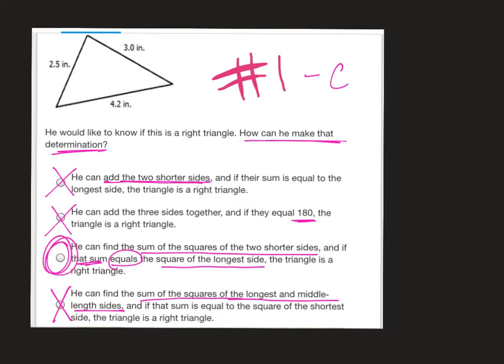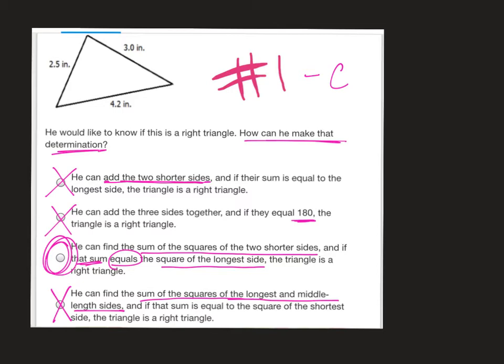All right, on this question, they give you a picture and it says he would like to know if this is a right triangle. How can he make that determination? So it's kind of what we just talked about. This one's just really asking for an explanation of how he could tell if it was a right triangle or not. We went through these choices and looked.